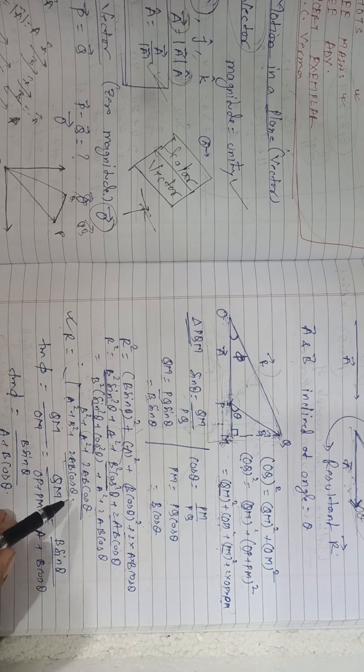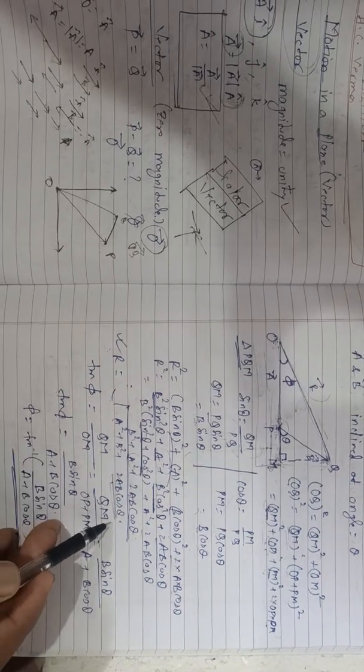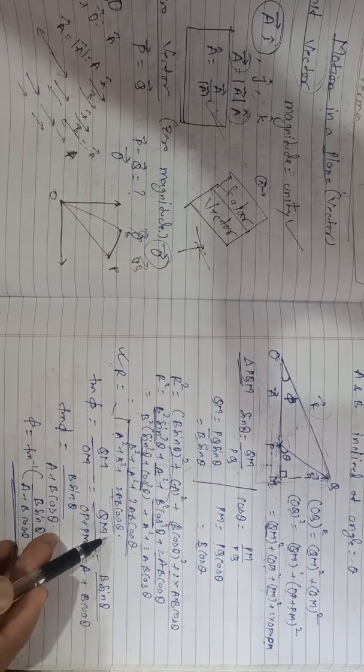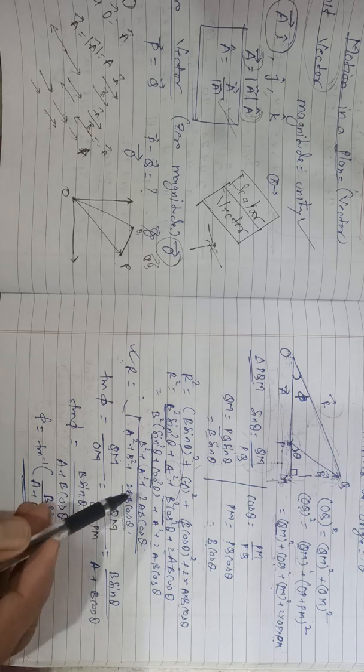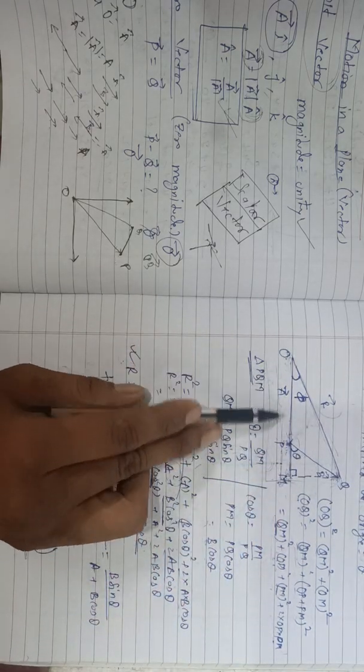So the value of the resultant in terms of magnitude is under root A square plus B square plus 2AB cos theta. Now we need to find the value of phi, and the value of phi will give us the direction of the resultant with respect to A.